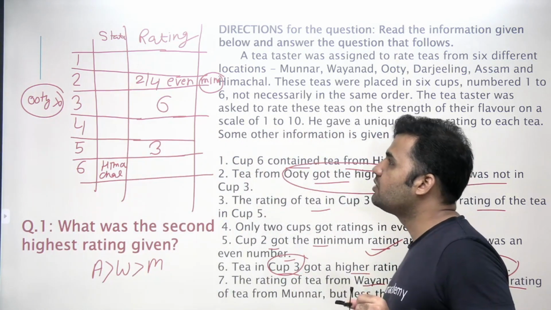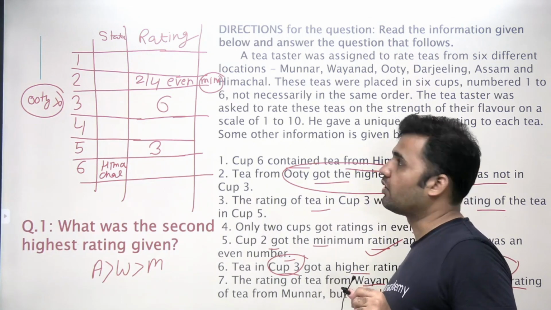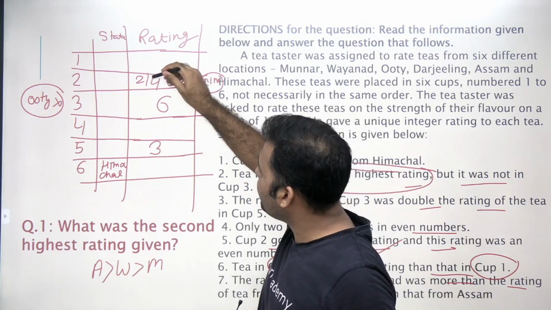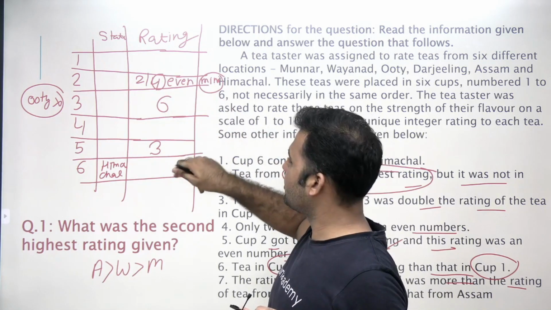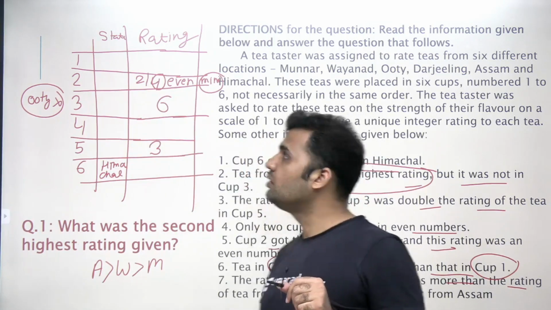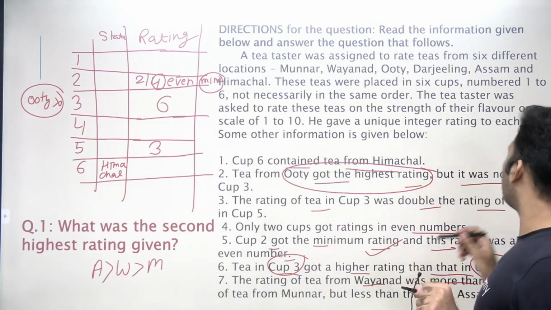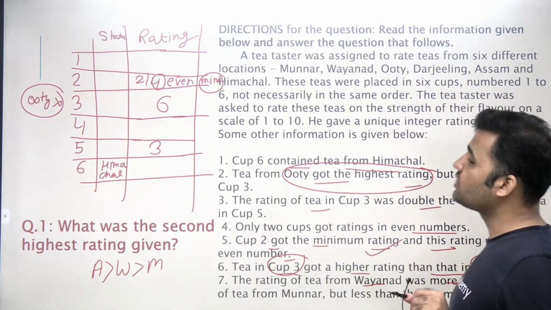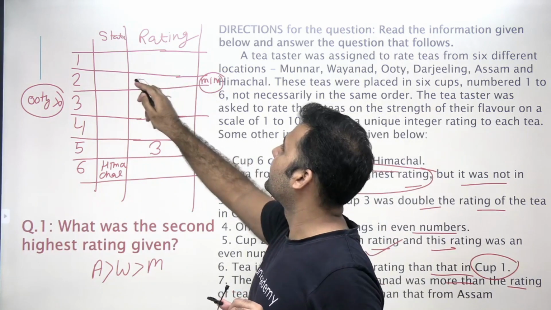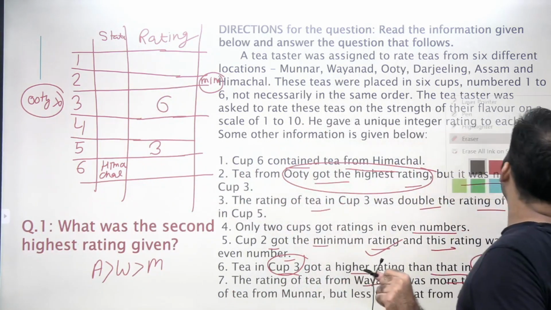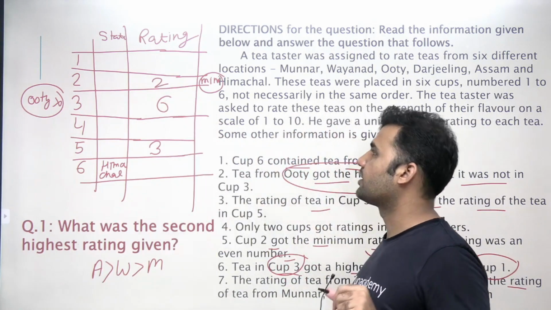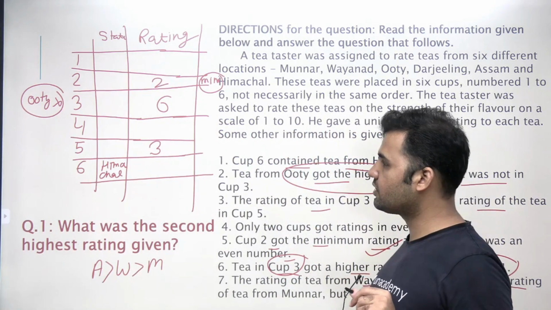Now cup number 2 has two possible ratings, either 2 or 4, and it has to be the minimum. If I put a value of 4, then it will not be the minimum rating, because then 3 will become the minimum. I need to keep the rating of cup number 2 as low as possible. So out of 2 and 4, I will choose 2, because that is less than 3. So the rating of cup number 2 will be 2. Okay, so these are the three values that we get to know.